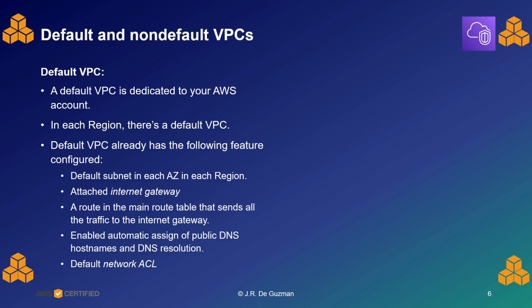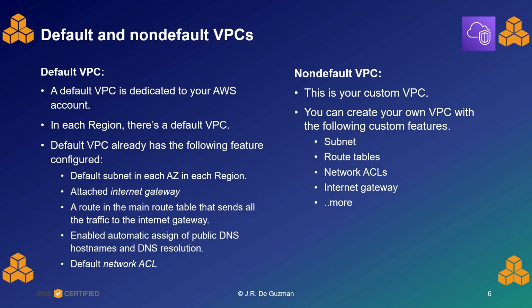Also, a default VPC has enabled automatic assignment of public DNS host names and DNS resolution. And lastly, it has the default network ACL. Now let's proceed to the non-default VPC. A non-default VPC is your custom VPC. You can create your own VPC with custom features: your own subnets, route tables, custom network ACLs, internet gateway, and many more. So now you know all about the difference between default and non-default VPC.